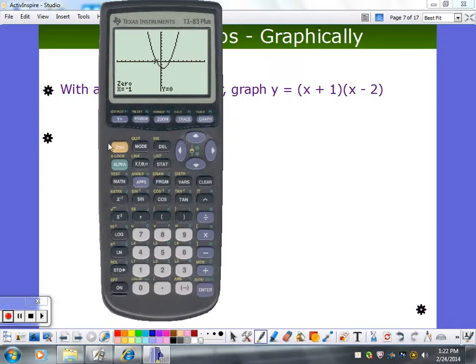Same thing. You probably looked at the other 0. So you repeat the process. Number 2, zero. And then now I'm bounding the other 0. It says go on the left side of it and press enter. Go a little to the right of it. Press enter. Press enter one more time. My other 0 is 2, 0.